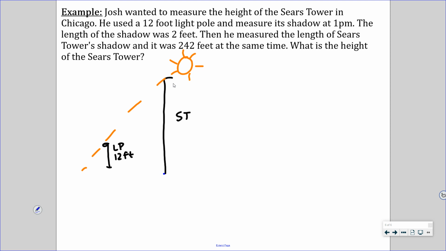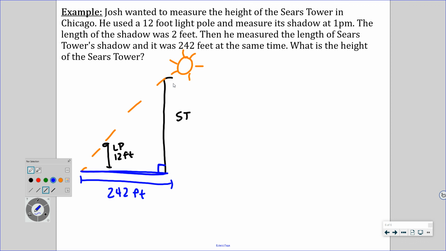So the Sears Tower, the shadow's on the ground, right? Let's say this Sears Tower shadow length, what did they say, 242? 242 feet. And obviously your shadow is perpendicular if this building is built with a good structure. All right. And then we know our light pole casts a shadow. And if you overlap the triangles like this, it makes it really easy to solve, of 2 feet.